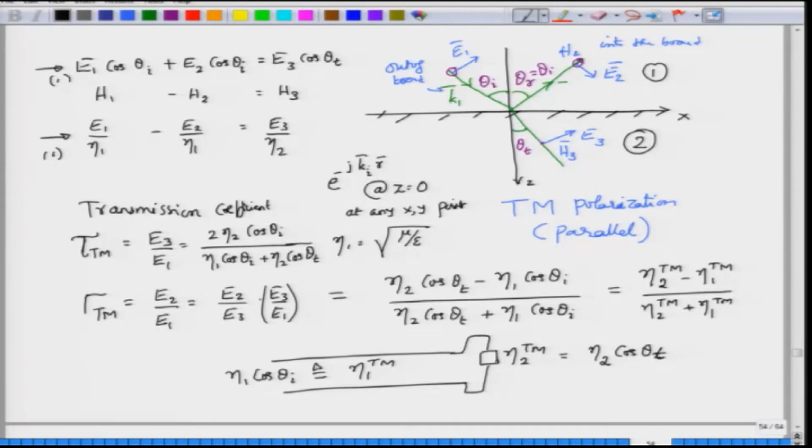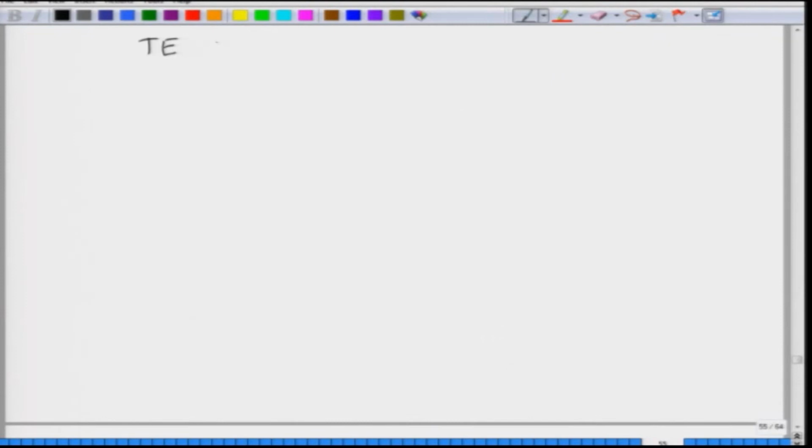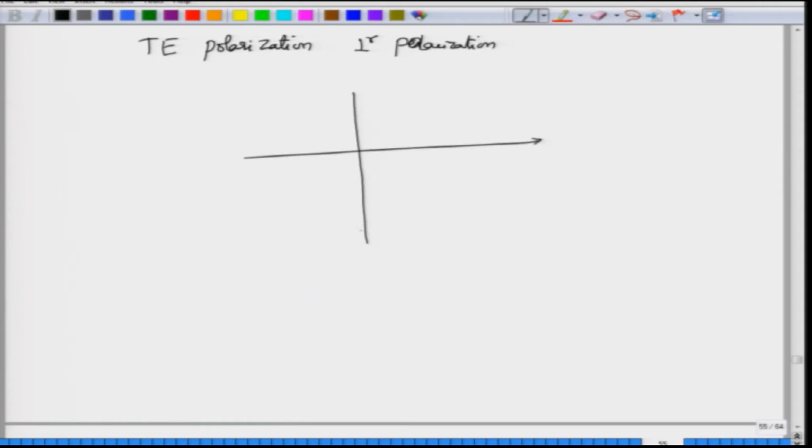Now, we will not derive the corresponding equations for the TE polarization. TE polarization is also called perpendicular polarization. The reason is very simple, you will see once I draw the picture. As before, we will assume that z equal to 0 separates two media, medium 1 and medium 2, with an interface at z equal to 0. This is your x axis, z axis. Now, as before, you will have an incident wave, a transmitted wave, and a reflected wave, each of them having their own k vectors.